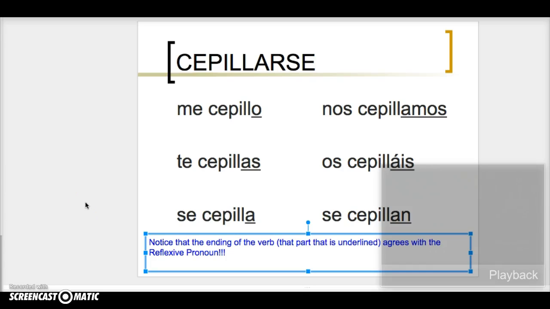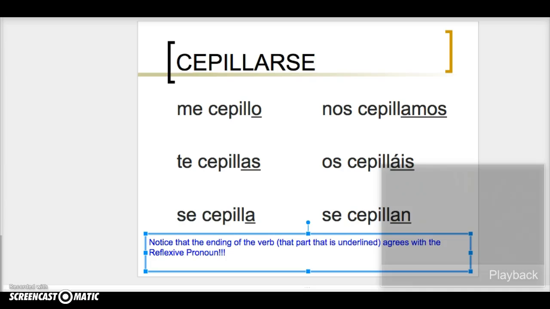Please notice that on the bottom of this page, I did write a little note that the ending of the verb, the part that is underlined, needs to agree with the reflexive pronoun. For example, if I'm dealing with the yo form, notice it is cepillo. It has the yo form ending, but we are also using the reflexive pronoun me. Why? Because me means myself, or to or for myself, and that's the only one that makes sense to say I am brushing myself or brushing my teeth, por ejemplo. So please note the endings of the verbs and the reflexive pronoun should agree with one another.